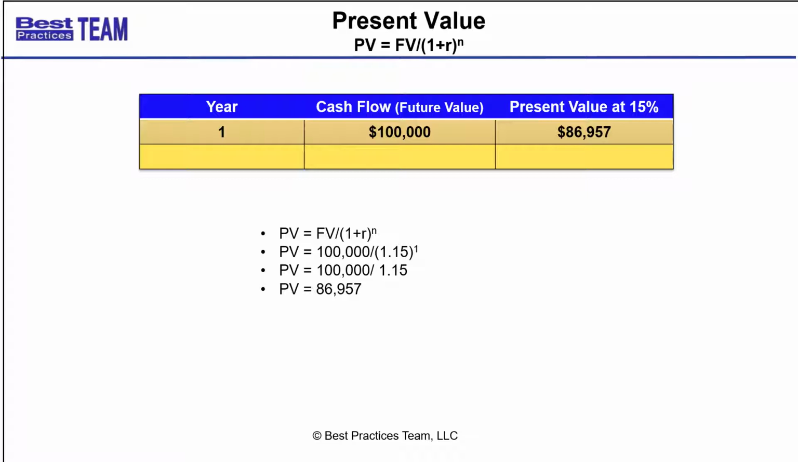$86,957. So this is saying that $100,000 one year out in the future, where we're expecting in our company a 15% return on anything we invest in, is in today's dollars really just worth $86,957. Another way to look at it is if you had $86,957, you could put it into some investment that you knew was going to return 15%. Then after one year, it's going to grow to $100,000.